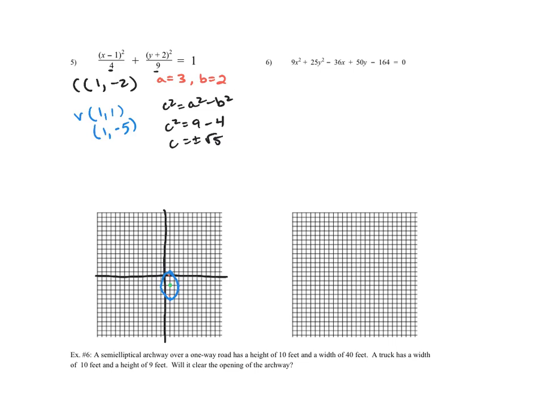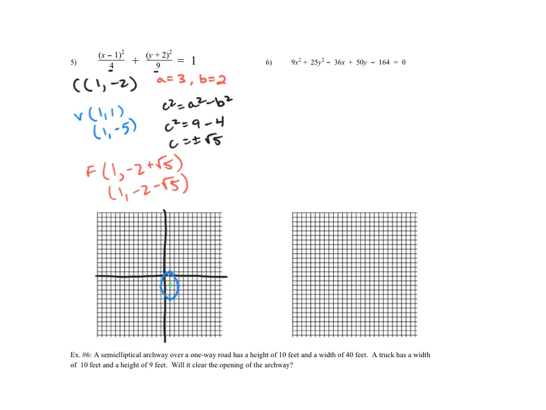So the way that we write this is that our foci are 1, comma, well, we start at negative 2 and we go up root 5, or we start at negative 2 and we go down root 5. So that's where our two foci are.